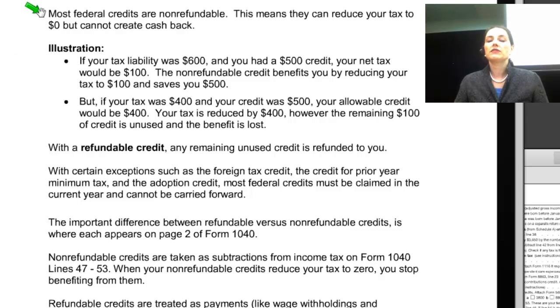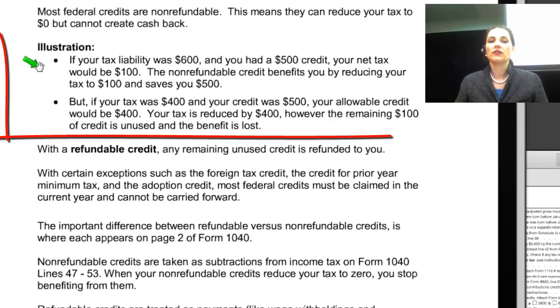There's two reasons they can be limited by your income. One is maybe you don't earn enough money to pay tax, so there's no tax to claim a credit against. The other is that maybe your income's so high you fall out of the area or the threshold ranges where the credit is allowed. Here is an illustration of how a tax credit can be limited by the amount of tax you owe on your return.